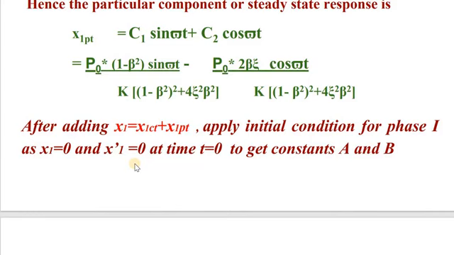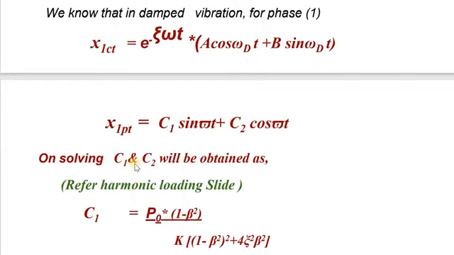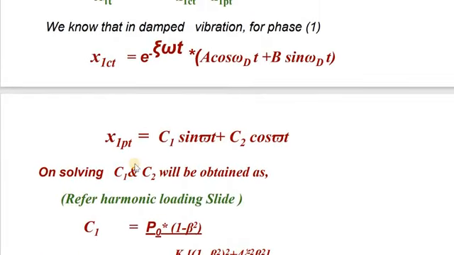In a similar way I can find out the constants A and B. Here I will be applying this. This can be added to it. So the total solution will be like this: x1 is equal to x1 c plus x1 p. Here x1 p we have found out. Now what is x1 c? x1 c is written here. So first we have to find out C1 and C2, then we will add to this. Then by applying the boundary condition, I can find out A and B.